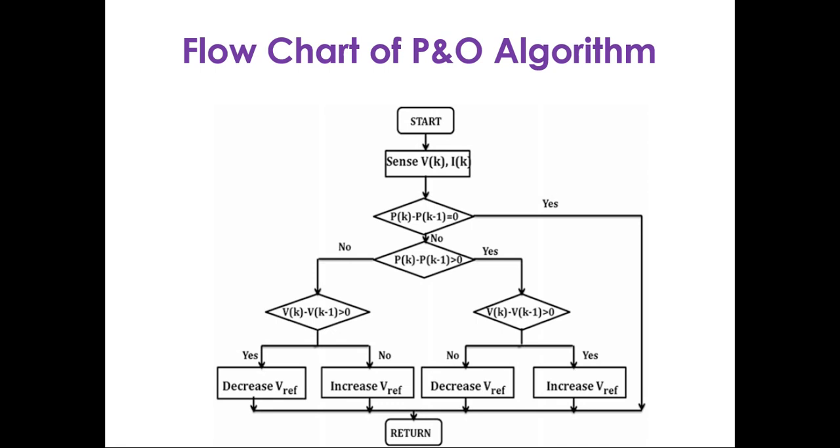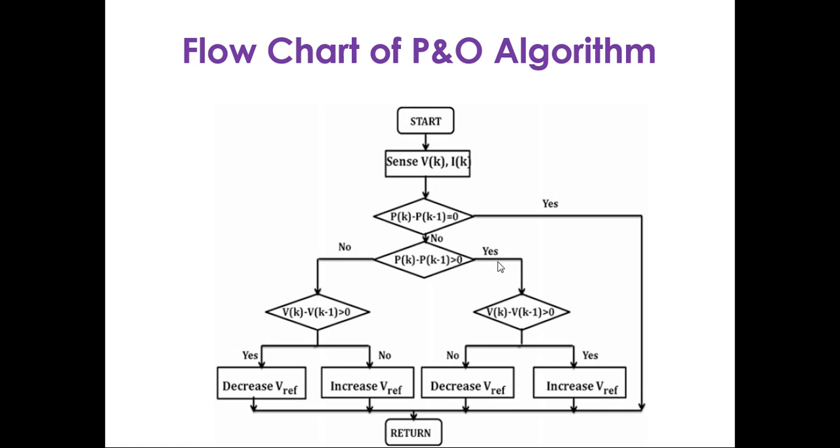If this condition says no, then you check the voltage. If the present voltage is greater than the past voltage, and if yes, then we need to decrease the V reference by a certain perturbation variable. So what is our equation? What I spoke: V reference equals V reference (k minus 1) plus or minus C. In this case, the minus C will be introduced, and in this case, the plus C will be introduced.